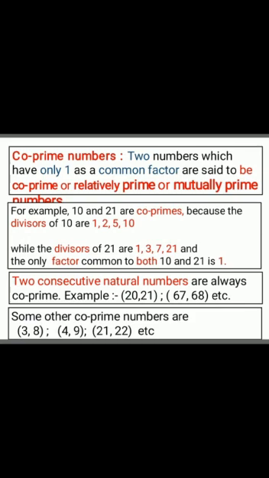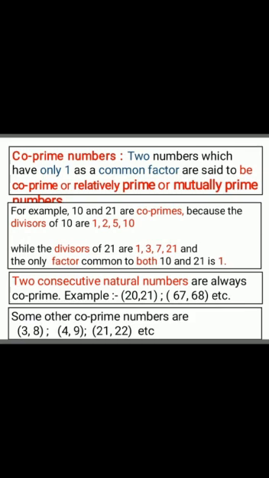Children, you also have to remember that consecutive means the numbers that come one after the other. Two consecutive natural numbers are always co-prime. For example, 20, 21 and 67, 68 are co-prime numbers. There are many more consecutive natural numbers that are co-prime.